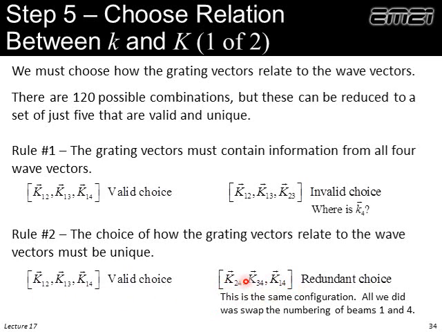Well, what about this one? It turns out this is valid, we could choose this. However, it's really the same thing as this first configuration. All we did was exchange integers 1 and 4. Everywhere we saw a 1, we put in a 4. Everywhere there was a 4, there's a 1. So in fact, this really is the same configuration, so we ignore that. And by following these two rules, we can whittle down our 120 possible ways that the grating vectors can relate to the wave vectors down to just 5. And that is very, very useful, because if we're exploring all the different options, there's only 5 we have to explore, not 120.